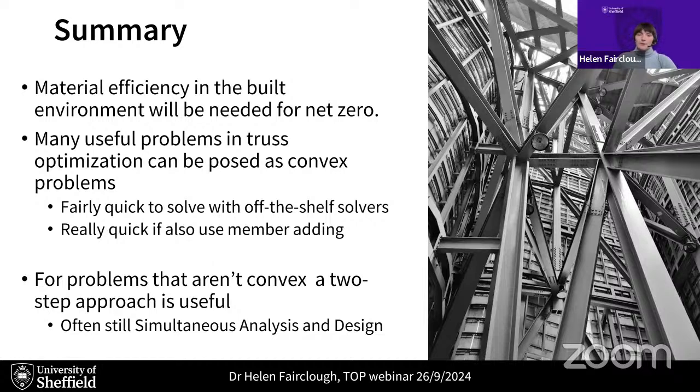If you've got problems that really aren't convex, then a two-step approach is often useful, and it's often quite helpful to still have those as a simultaneous analysis and design, so to have all of your analysis equations built into your optimization. Again, it's quite a wide field, so I'm not saying that's always the way to go, but if you're doing a truss problem, it's certainly always worth thinking about, I would say.